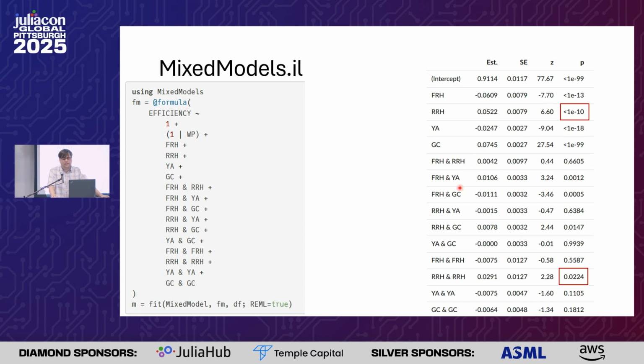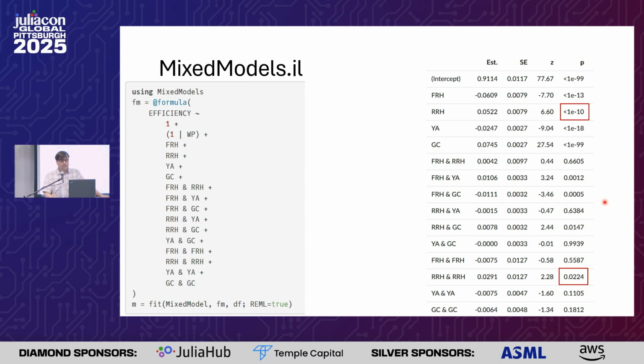And then on the right-hand side, you see the default inference done by mixed models. We see here the point estimates of all of the terms in the model, some error on those estimates, then a z-score, which measures how far away from zero this effect is, and then a p-value. A z-score is always used in statistics when you do large sample approximations.